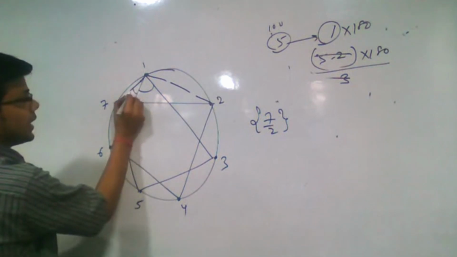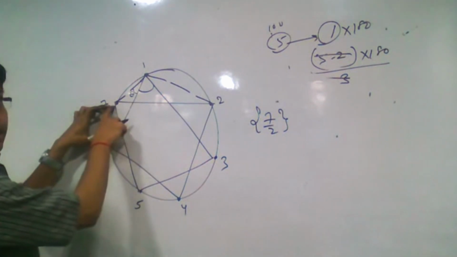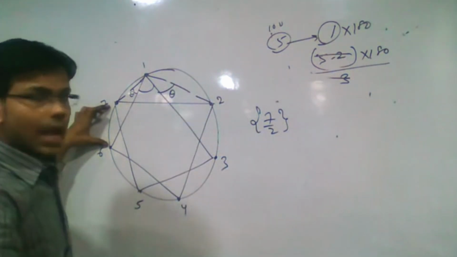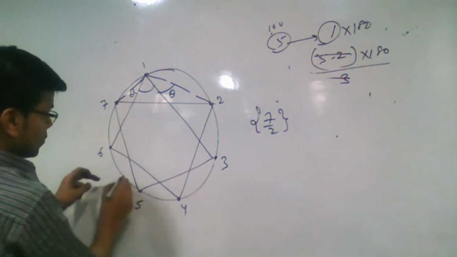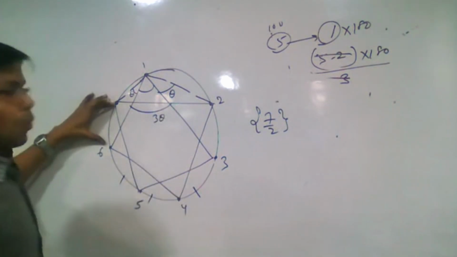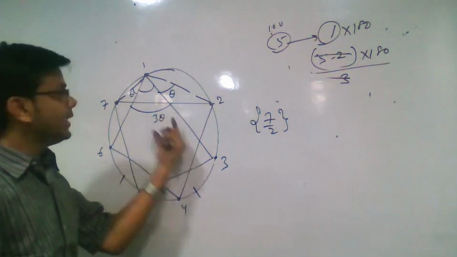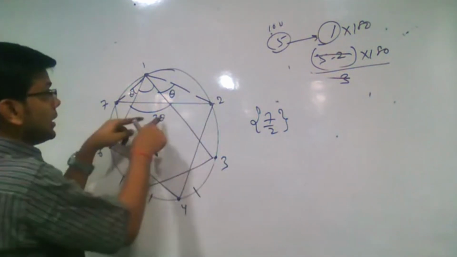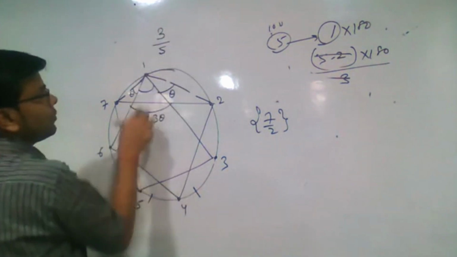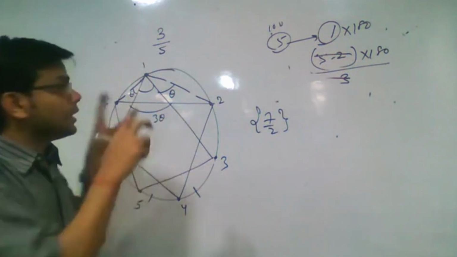Say this angle is theta. I hope it is clear. 6 and 7 make angle theta, gap of 1. Then 2 and 3 also make angle theta, gap of 1. This angle has 1, 2, 3, 3 gaps, so this angle should be 3 theta. One gap makes angle theta, then 3 gaps would make angle 3 theta, and again theta. This is totally 5 theta, so we can say this is nothing but 3 out of 5 of the angle of this polygon.